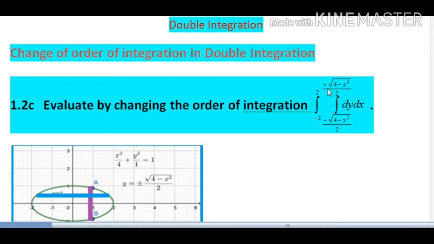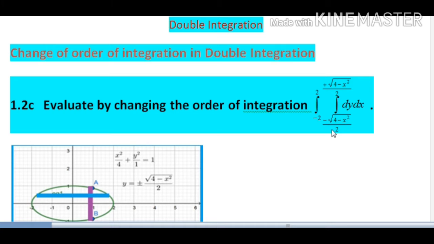Here the region of integration you will plot using limits of integration. The limits of integration are y equal to minus under root 4 minus x square by 2 to plus under root 4 minus x square by 2. So y is plus minus under root 4 minus x square by 2. If you square both sides, you get this ellipse, x square by 4 plus y square by 1 equal to 1. So plot this ellipse.